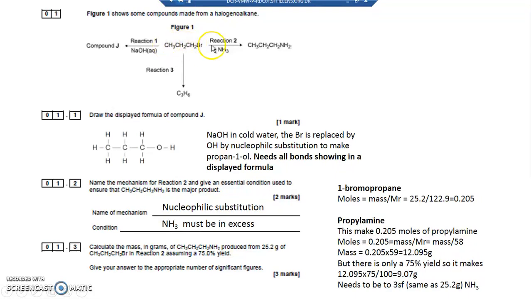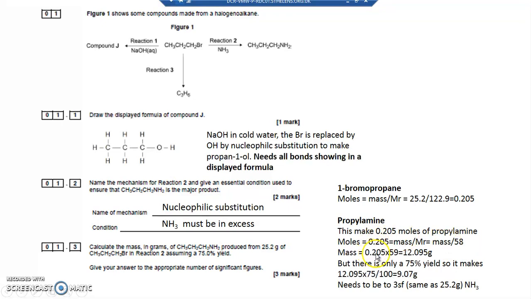I know from my equation, balancing it, that 1 mole of 1-bromopropane makes 1 mole of propylamine, 1 to 1. So if I've only got 0.205 moles of 1-bromopropane, I must make 0.205 moles of propylamine. Now, what I could do is work out its Mr. I've got a 14 for a nitrogen, 1 for the hydrogens, 12 for the carbons, and it works out as 58. Moles is 0.205, is mass divided by Mr, so 0.205 is mass divided by 58.